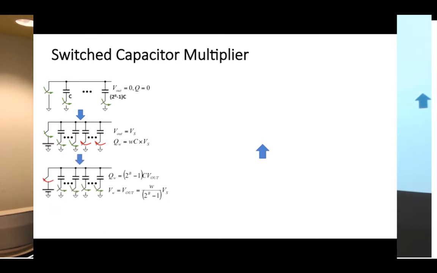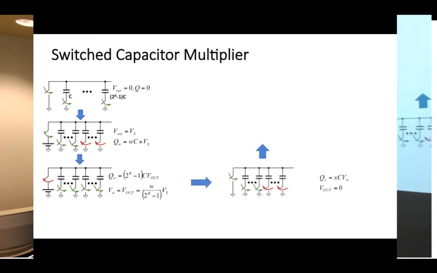So once I connect the output node to a source, say Vs, I connect only a fraction of the capacitors to ground. Let's say I am going to multiply W with an input X. So W amount of capacitors will be connected to the ground, and those capacitors are going to get charged. The remaining ones that I'm showing with the red would be disconnected. So you can think of the stored charge in that case as W multiplied by C, and the voltage across it is Vs, right?